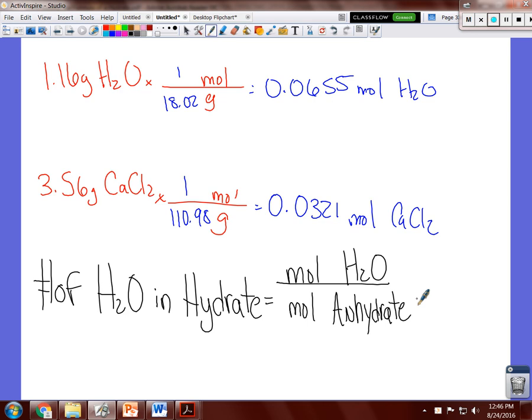Now, is it possible for it to come out to be 1? They could be the same. Don't freak out if it's the same, because it's possible it can be 1. It's rare, but it's possible. It is 2. 0.06 divided by 0.03 is 2. So, when we divide these numbers, we come out with 2 waters.